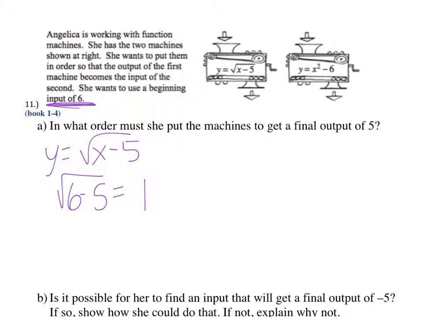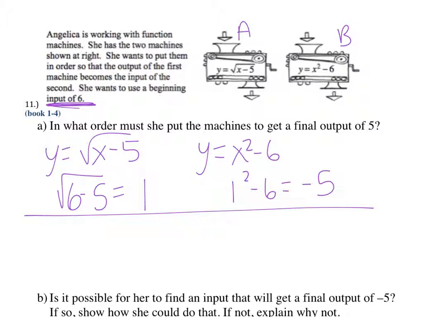If we plug 1 into the second machine, x squared minus 6, so it'd be 1 squared minus 6, that will give us an answer of negative 5. So this is not going to work going in this order. So we'll call this function machine A and this B. So going from A to B is not going to work. Let's go now from B to A.